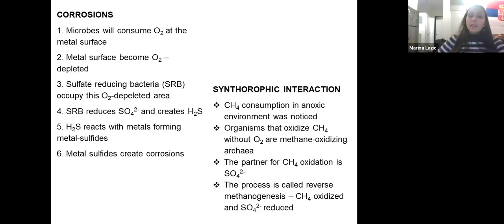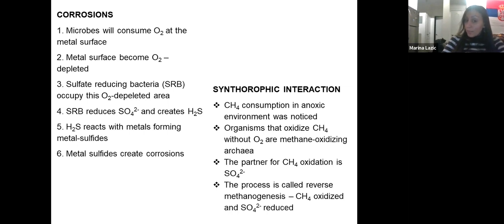And here are some interesting things about sulfate reduction. So how corrosion forms. There are microbes that will consume oxygen on some metal surface, and as they consume oxygen, the environment becomes oxygen depleted. And this is a great environment for sulfate reducing bacteria, or SRB. So they reduce sulfate. In this case, sulfate is the electron acceptor, and they create hydrogen sulfide. And when hydrogen sulfide reacts with metals, that forms metal sulfides, which create corrosion.